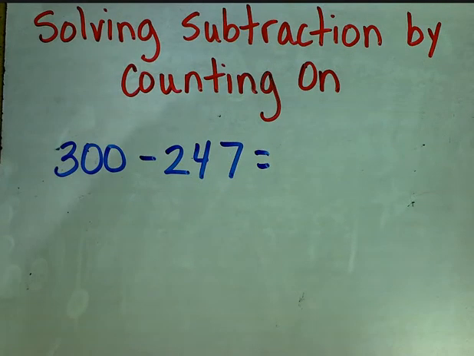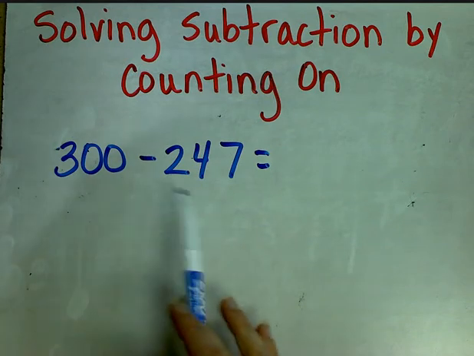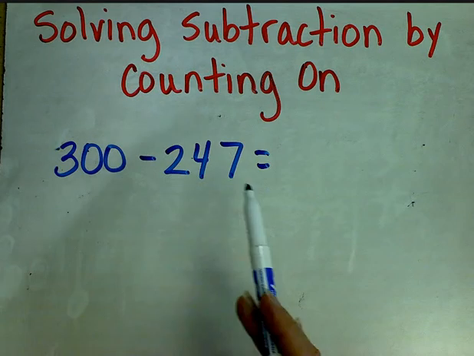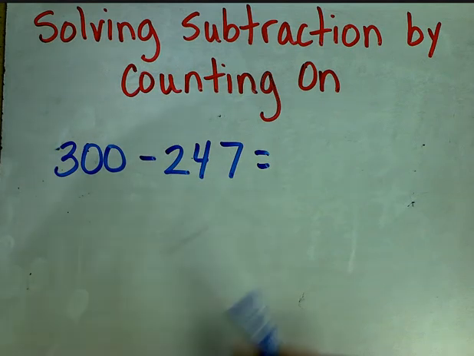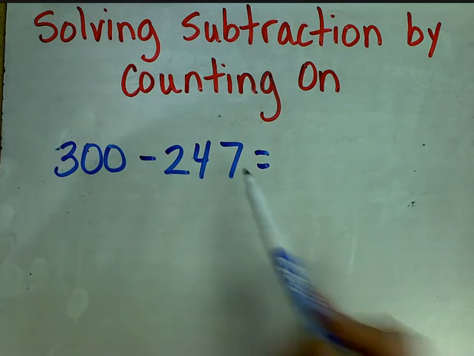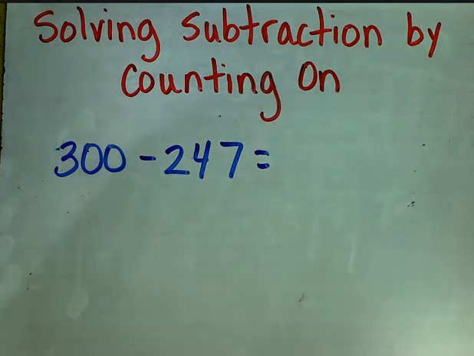Alright, we're going to look at solving subtraction by counting on. Sometimes students, when they see 300 take away 247, have a difficult time of just subtracting. So one way that we can do that is by starting with the smaller number and counting on until we get to 300. I'm going to show you how to do that.